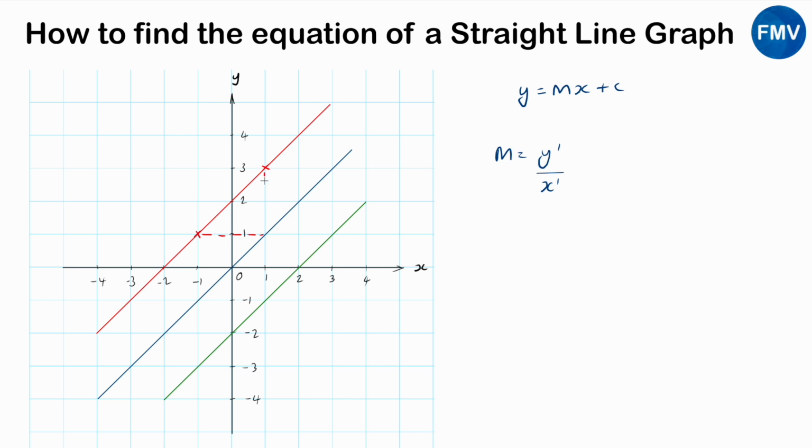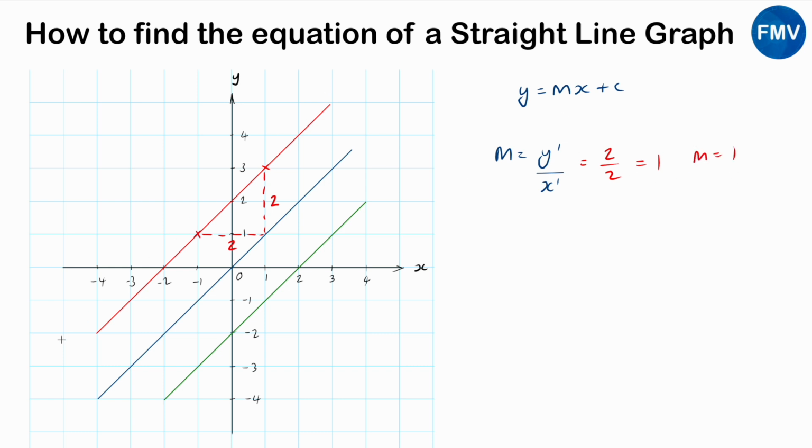If I just draw a triangle here, the change in y here is 3 minus 1, which is 2, and the change in x here is 1 minus 1, which is also 2. So now we've got the change in y is 2 and the change in x is 2. So in this case, we have got 2 divided by 2, which is 1. So for this equation here, we can say that our value of m is equal to 1.